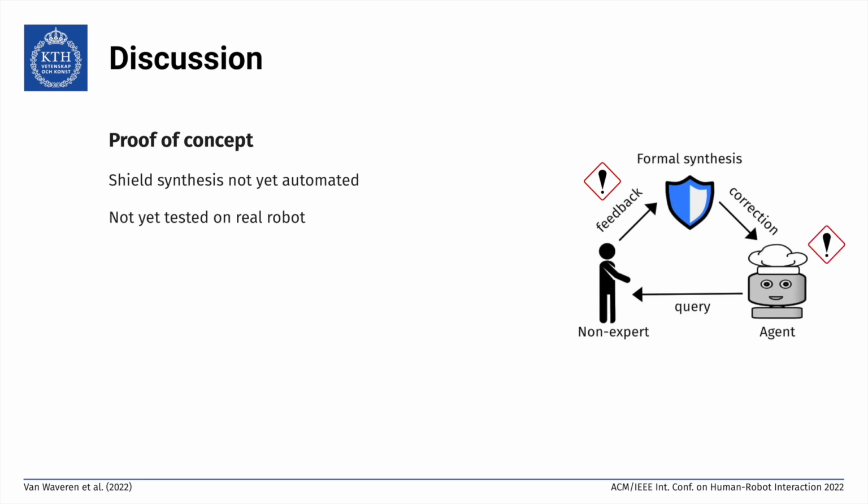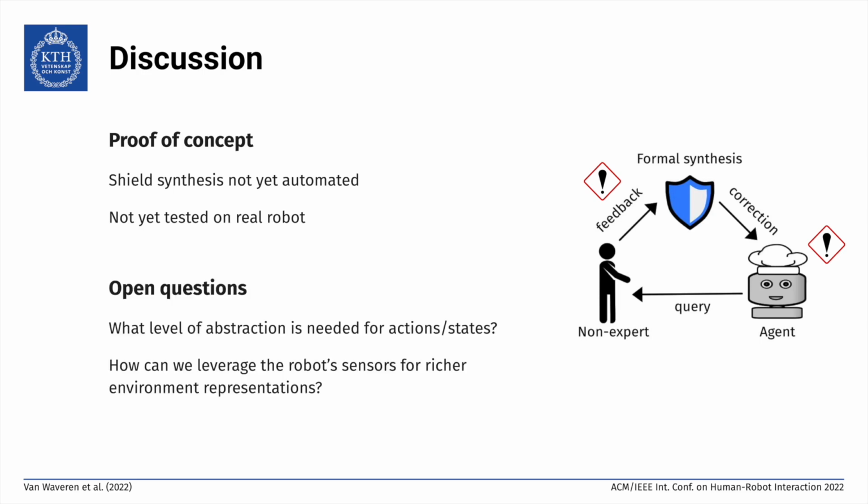Moreover, we conducted simulated experiments, and in next steps, we want to test our approach with the real robot. This means we need to investigate what level of abstraction is needed for the robot's actions and states, with the aim of creating an intuitive interface between low-level robot control and high-level corrections. This also means that we need to explore how we can leverage sensor fusion to provide richer representation of the environment and failure in the robot's queries, so that we can evaluate what information representations help non-experts repair the robot's policies effectively.